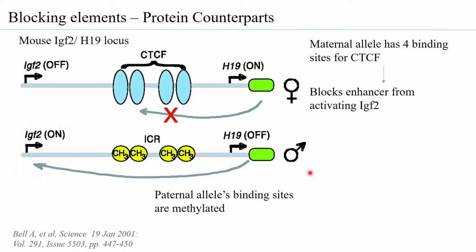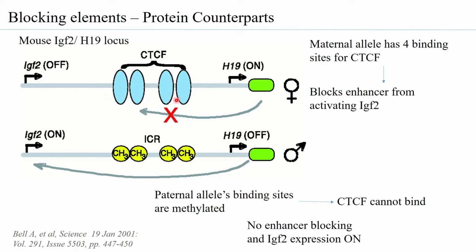So in the case of the paternal allele, both IGF2 and the H19 are functional, whereas in the case of the maternal allele, only the H19 is functional, and the IGF2 is blocked. Therefore, CTCF binding is essential for blocking the enhancer activity. So you can see that it is not just the cis-acting elements, but the protein counterparts that also influence the transcription. This is another example of how the protein counterparts are influencing the transcription.